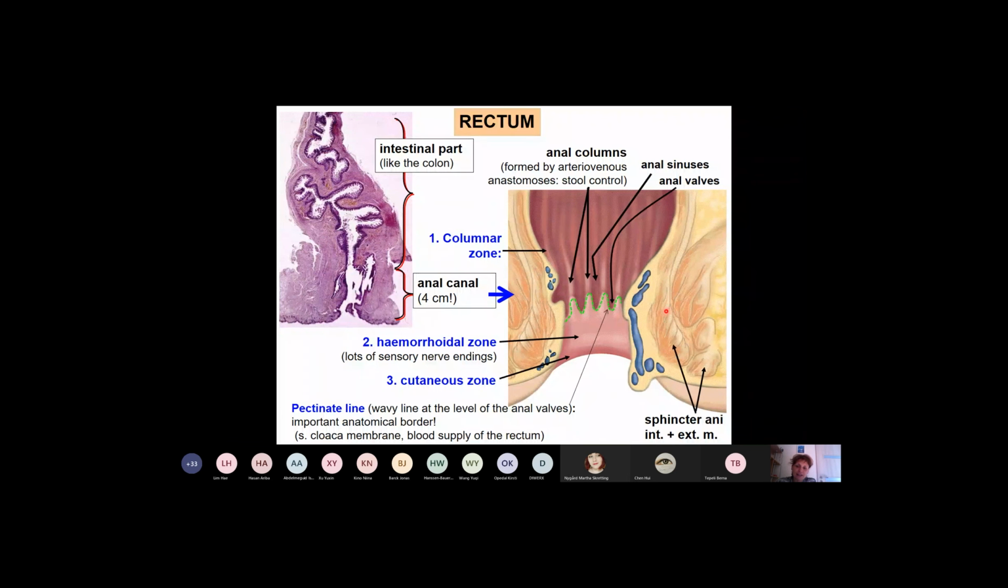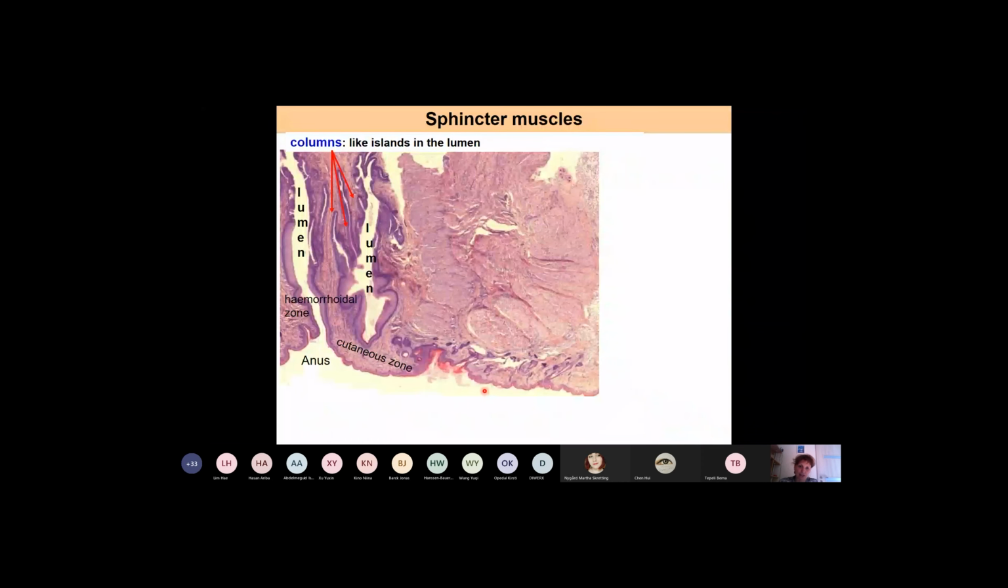And we have in this area two sphincter muscles, an inner and an outer. The inner one is a smooth muscle, the outer one is a skeletal muscle: the sphincter ani internus and externus muscles. They will be better visible. So this is a hematoxylin eosin stained slide.